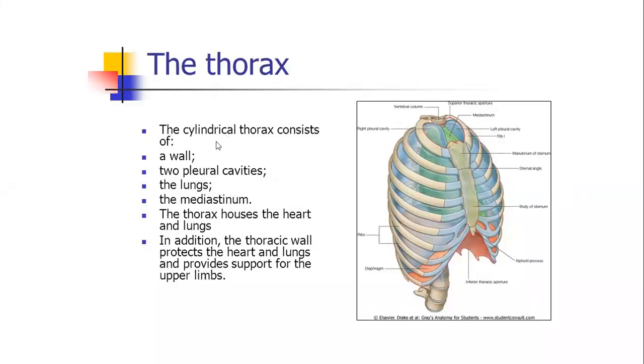Thorax as a whole is cylindrical in shape and comprises the thoracic wall, that further consists of bony and cartilaginous components. Inside the wall, we have two pleural cavities. Now, what is pleura? Pleura is a specialized type of membrane that is itself histologically lined by a specialized epithelium, which is called mesothelium.